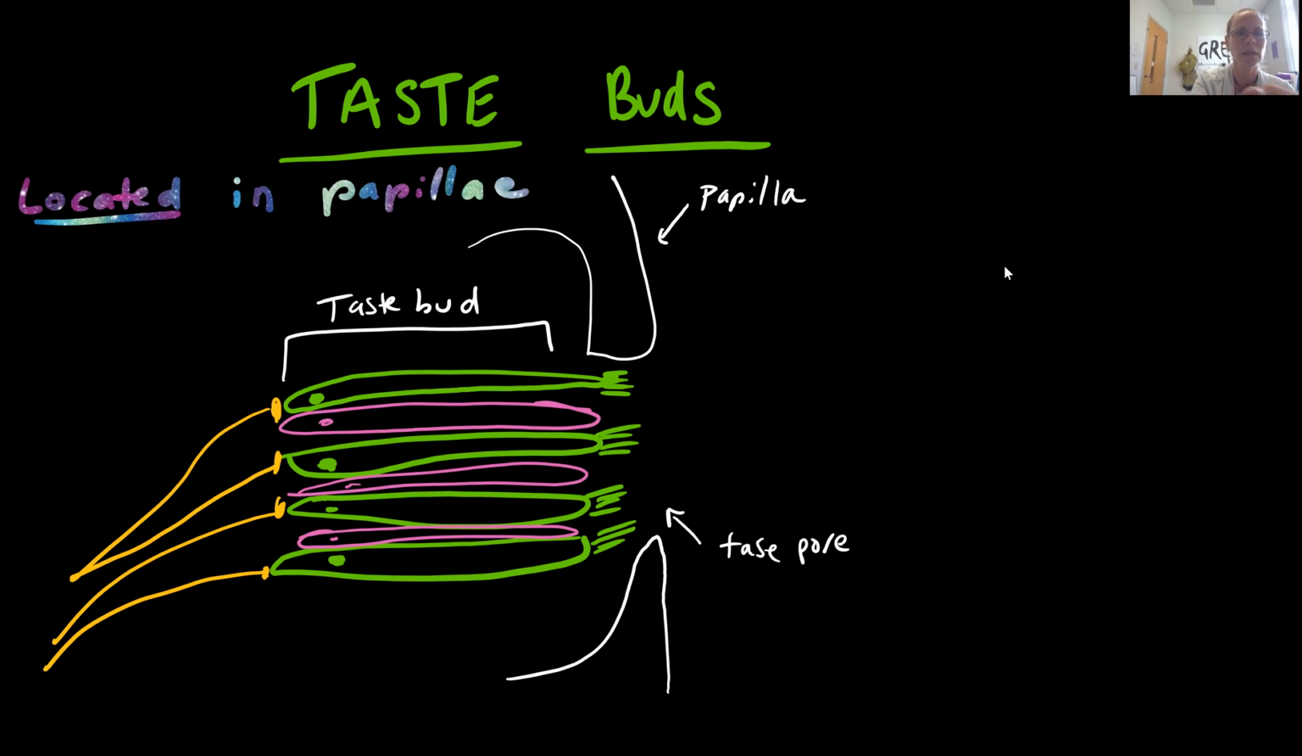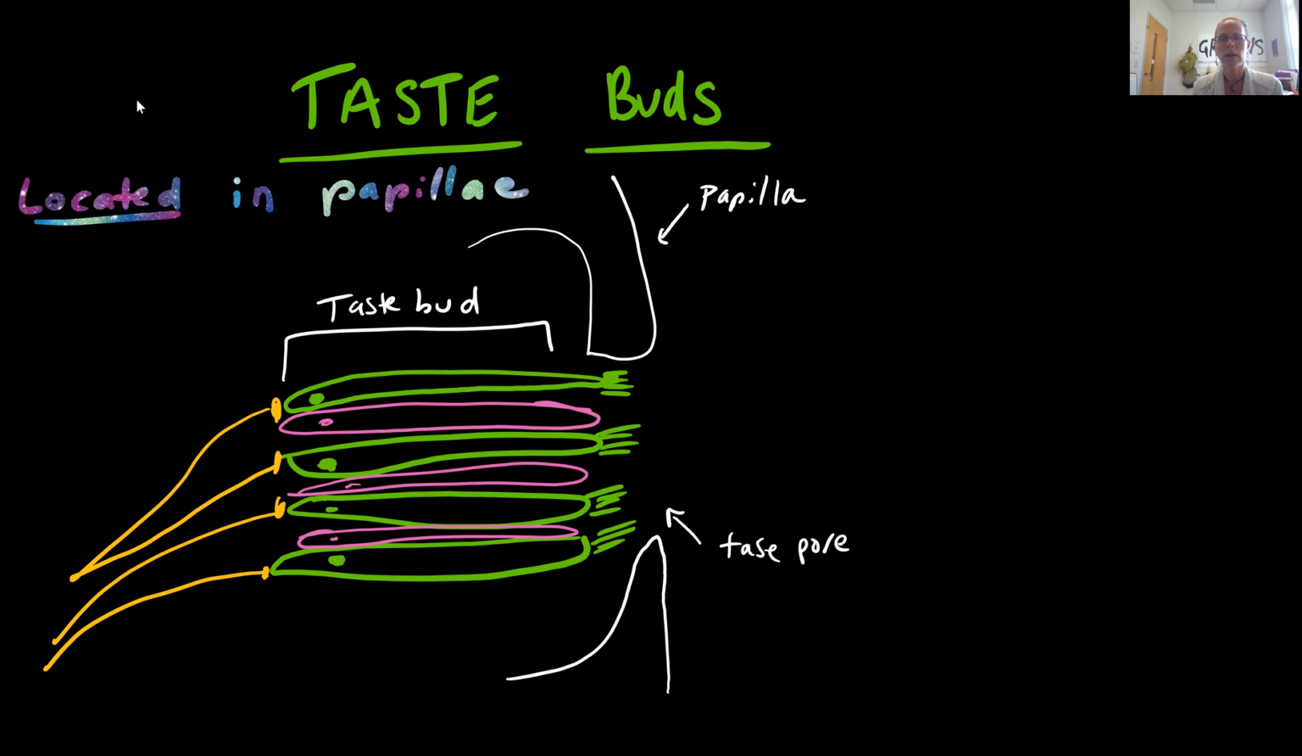So that's what we're looking at here. Remember, these are located as part of the structure of the papillae. So in white there, I've tried to draw the papilla, which is my singular version of that word. You're going to have this little gap called the taste pore, and that's where you're going to be able to get to the taste bud itself.